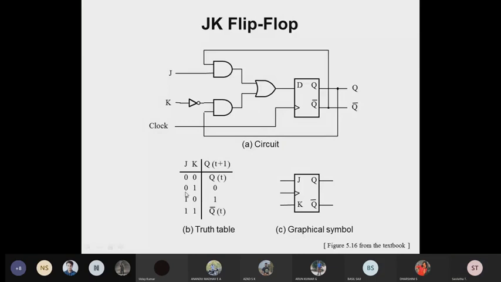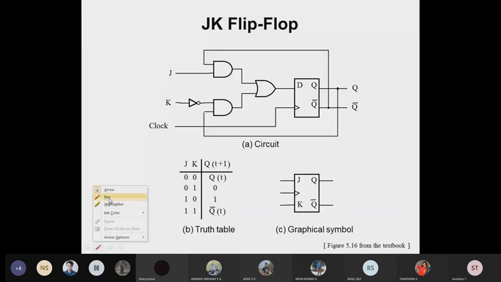But now, if you apply the value of 0 for J, but for K the value is 1, what would be the output value? It will follow the value of J only. Whichever value is applied at J, that is reflected at the current state value. Can you observe this?